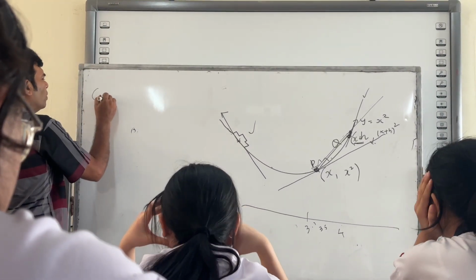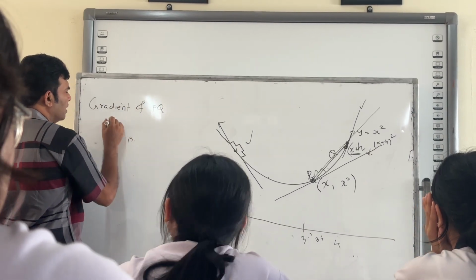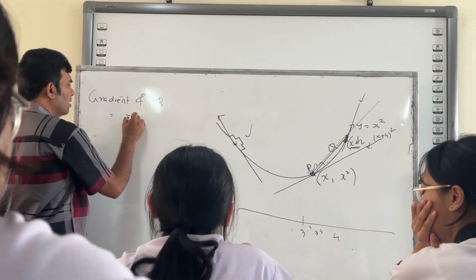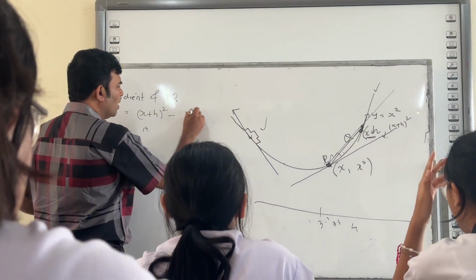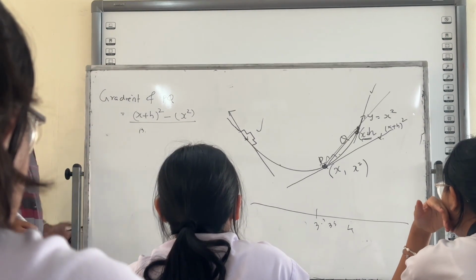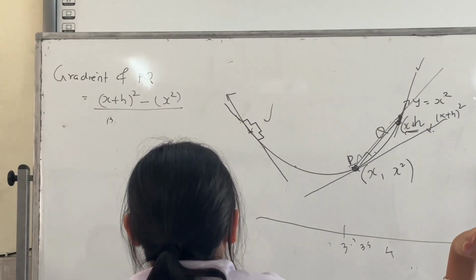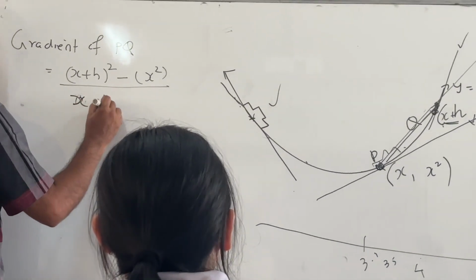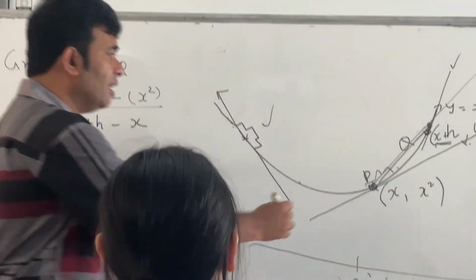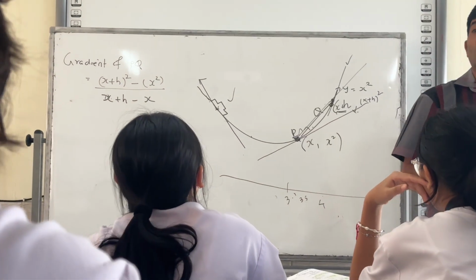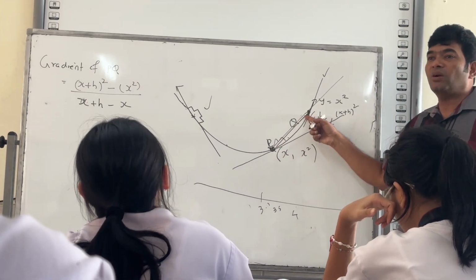Gradient of PQ equals, x plus h the whole square, that is y2, minus y1, the whole divided by x plus h minus x. Is that clear? Yes. But that is the gradient of this line PQ, right? Really what you want is the tangent, right? It is not a tangent, it is a secant. We call it secant, not tangent.